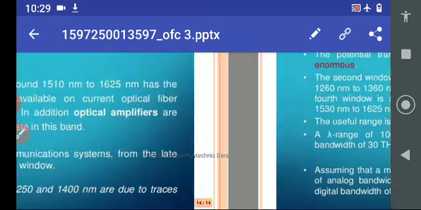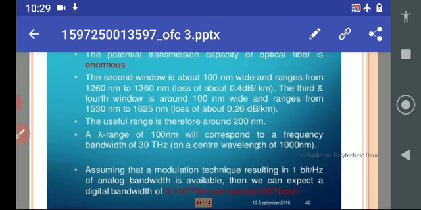So in a nutshell, we can say that the three optical windows are very important for selection, depending on our criteria, whether we are interested in less dispersion or in less losses. So whether our concern is short distance or long distance, accordingly we can choose different types of optical cable and different types of optical sources that operate at a certain wavelength.